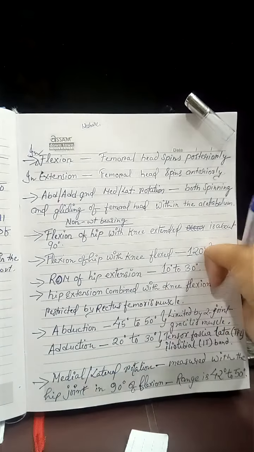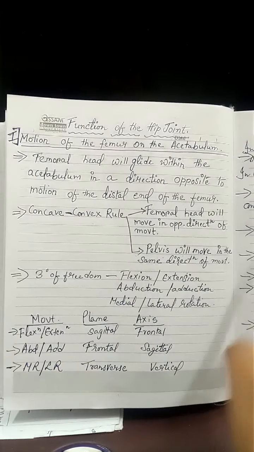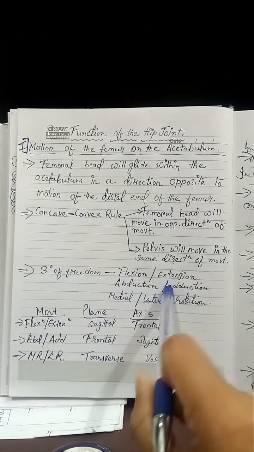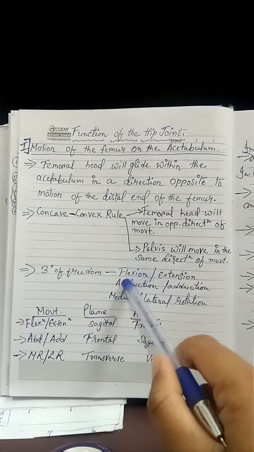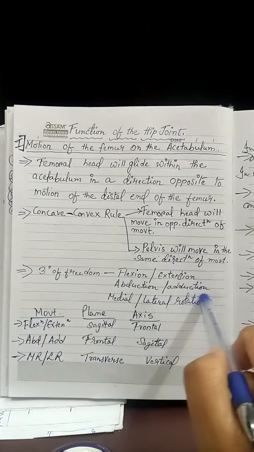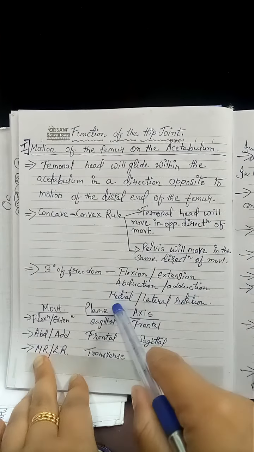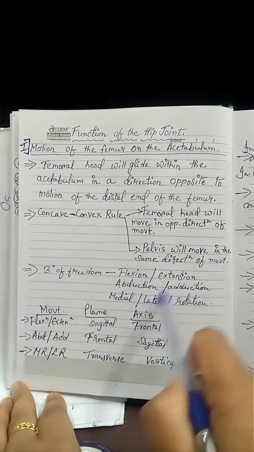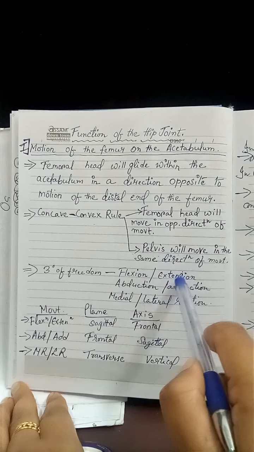Okay, so as we know, our hip joint contains all 3 degrees of freedom. That means flexion and extension occur in the hip joint, abduction and adduction also occur in the hip joint, and medial and lateral rotation also occur in the hip joint. So all these 3 movements occur in the hip joint.